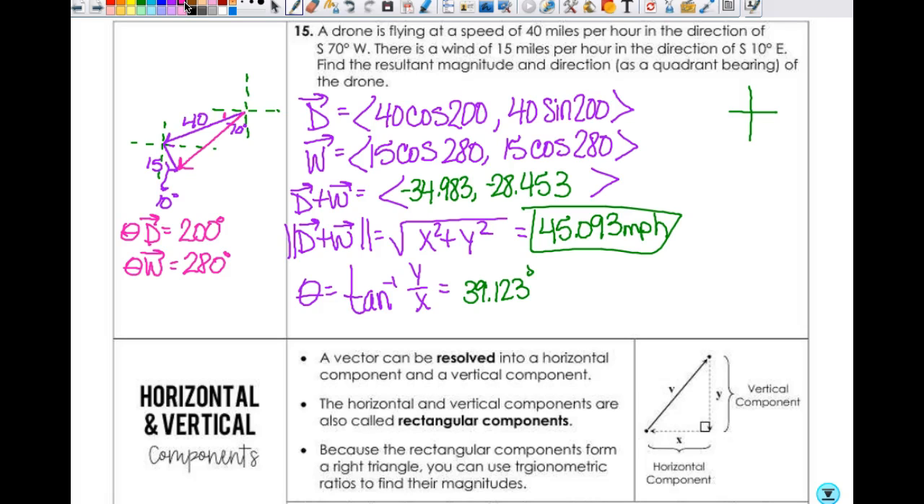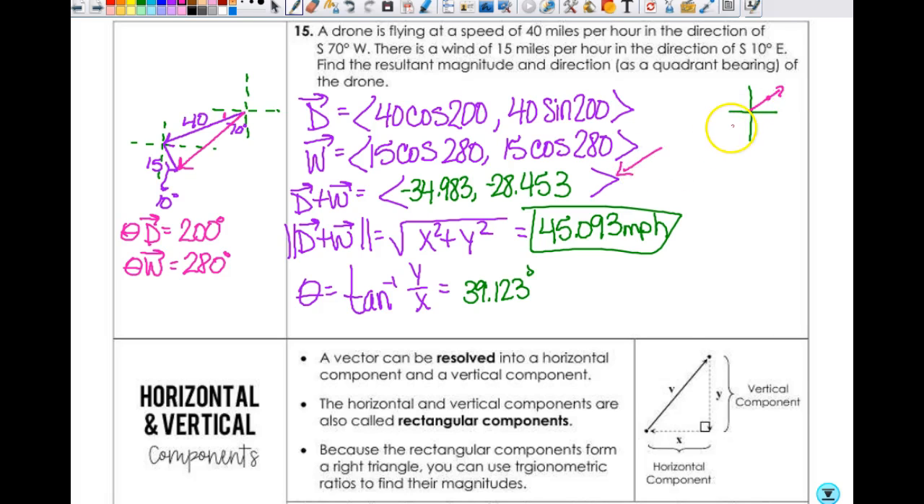Okay, so the magnitude you get is the magnitude, right? Make sure you think through your angle when you get it. The theta that you get is not going to be your final answer. The calculator gave me a first quadrant angle, like 39 degrees, something like this. What quadrant is my vector directed towards?